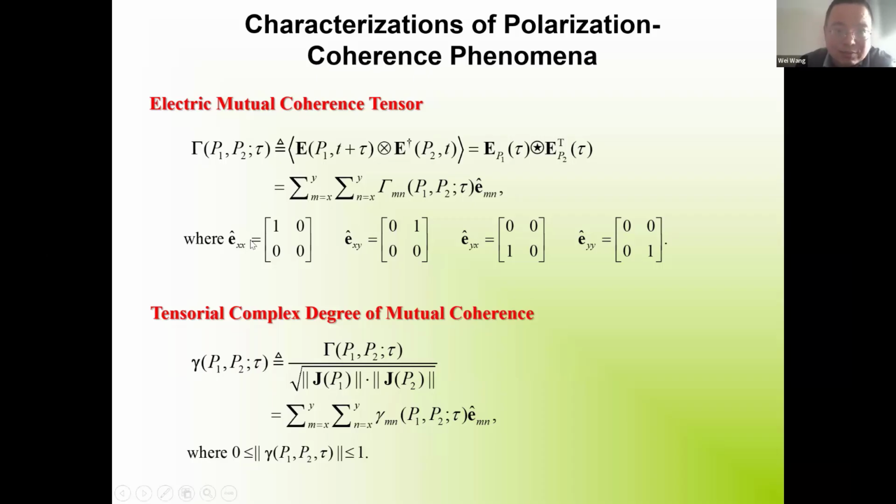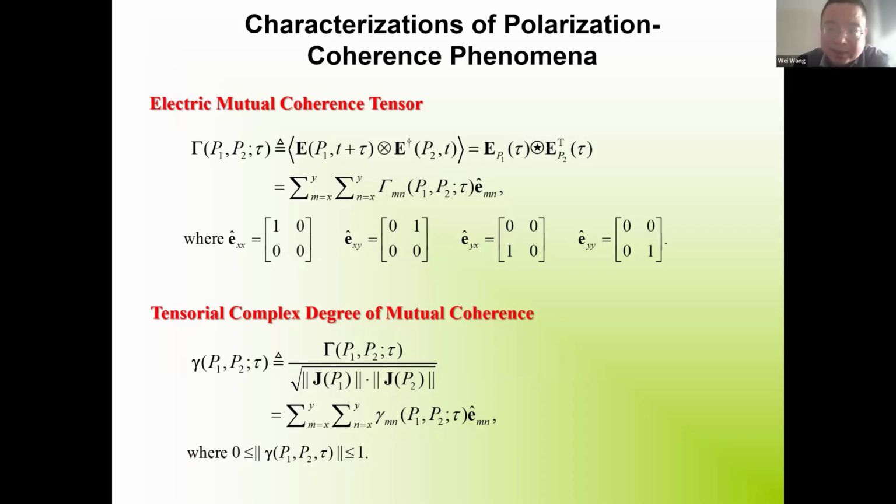As you see, these 4 basis vectors are orthogonal to each other, and they are also normalized. So these basis vectors span a 4-dimensional Hilbert space to measure this mutual coherence tensor. This is just one way to represent the polarization coherence phenomena.